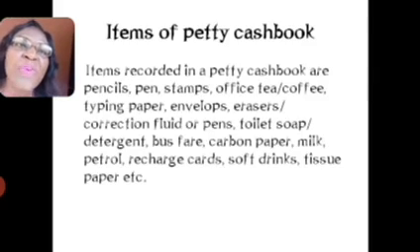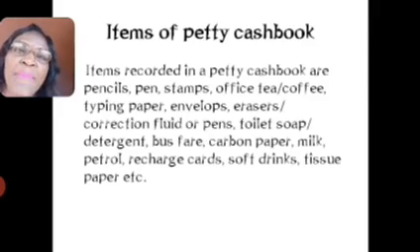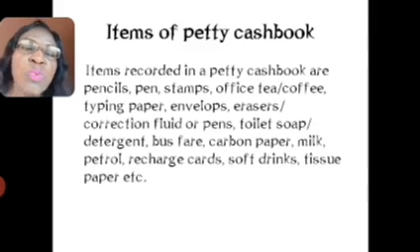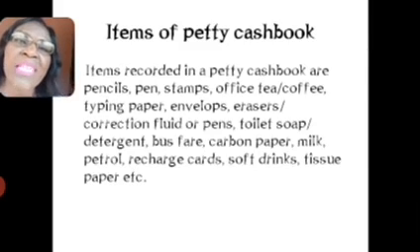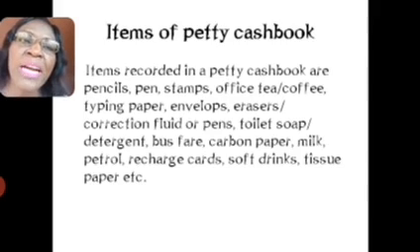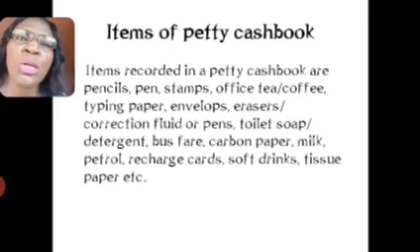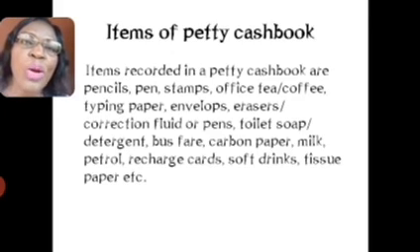Now, items of petty cash book. When we say petty, it means small. So the small items that are recorded in the petty cash book include things like pencil, pen, stamp, office tea, coffee, typing paper, envelopes, eraser, correction fluid or pens, toilet soap, detergents, bus fare, carbon paper, milk, petrol, recharge cards, soft drinks, tissue paper, and so on. All these small items that are used in the offices. So when you buy them, it is recorded in the petty cash book.